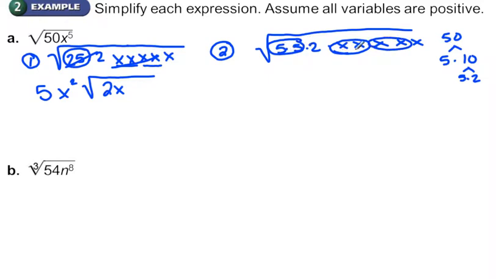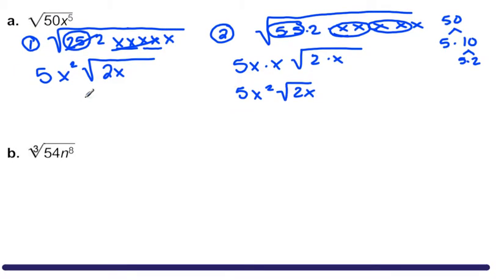Now, with the pairs, I just bring one of them outside. They come together. You merge them together, if you will. So we're going to have a 5 out front, an x out front, and an x out front. And then underneath the radical, we have 2 times x. So on the outside, we have 5x squared, square root of 2x. Same exact answer as this one over here. It's just a slightly different approach to getting it.